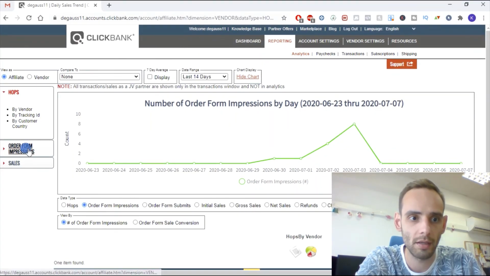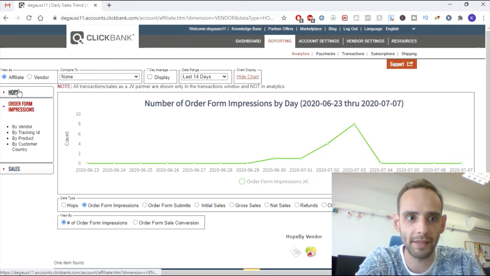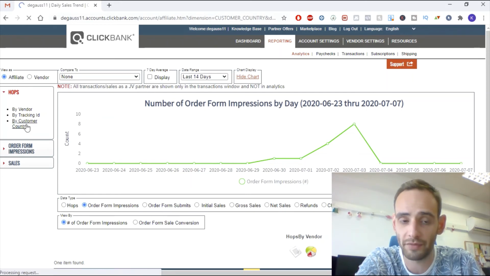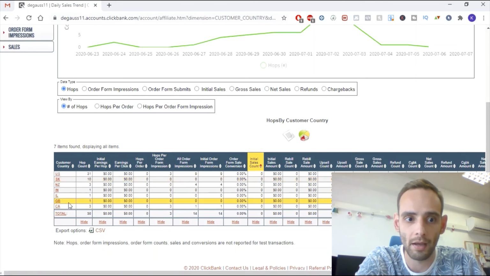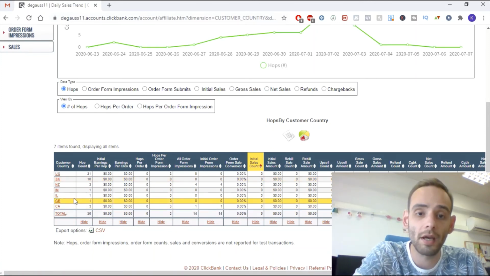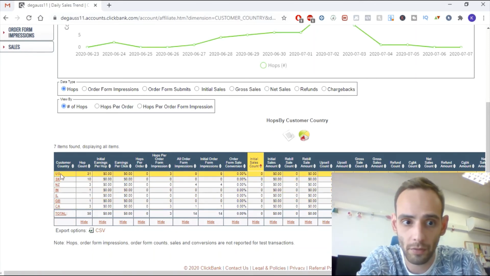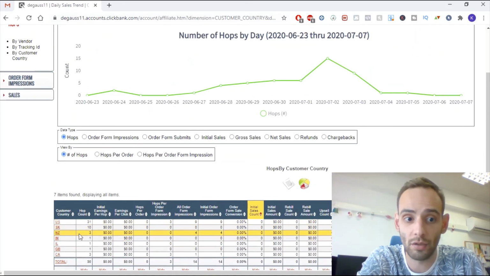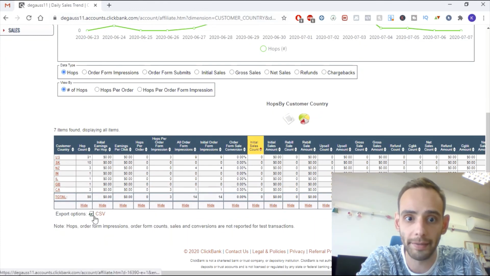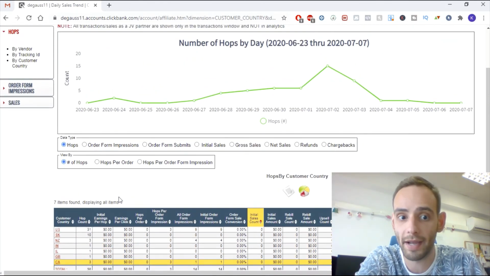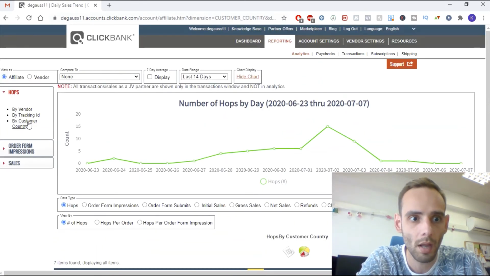Let me just check. Here you can see different things, for example, hops by customer countries. Very good one. You can check over here from which countries your hops came from. That will tell you where your customers are based, and therefore you can see whether they are going to buy from you or not.